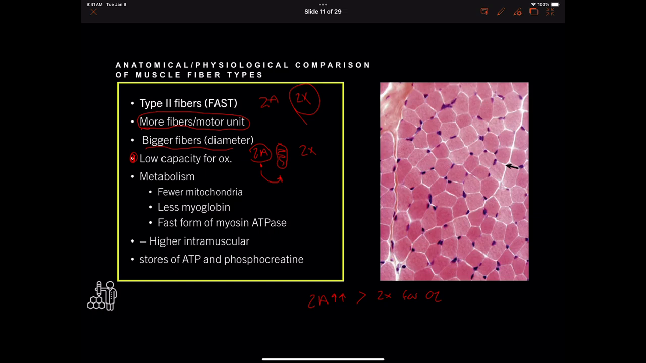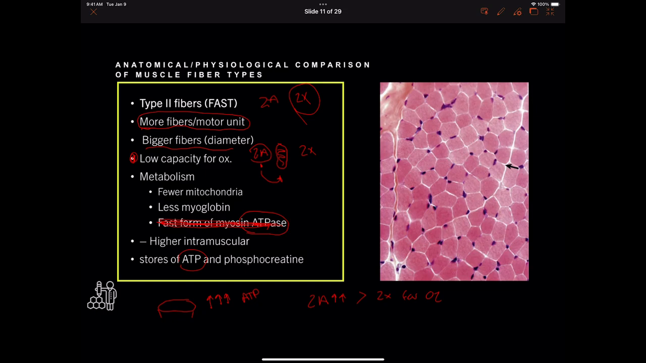Just to reiterate, when we talk about the metabolism of these fibers, which just means what kind of energy do they use, right? What fuel do they use? I told you they have fewer mitochondria. They have less myoglobin, and they are quick to make ATP. And this is something we'll talk about in bioenergetics. So for now, don't even worry about that. I'm just going to cross that out. And they also have higher intramuscular stores of that ATP. So again, think about that swimming pool. I showed you that picture on that last slide when we talked about 2A fibers and type 1 fibers. These hold more of that ATP inside of them. So these fibers have more of that readily available energy.